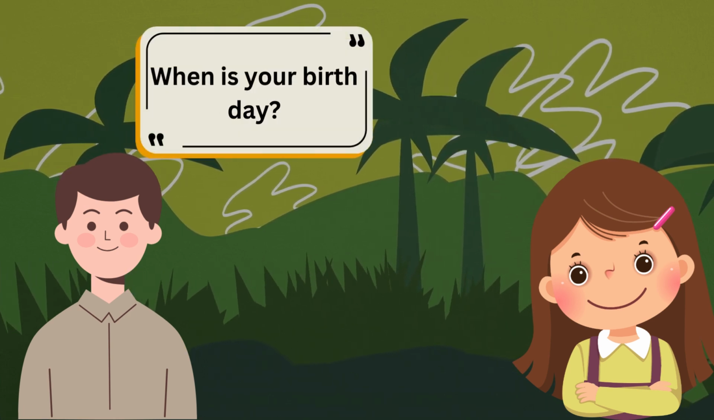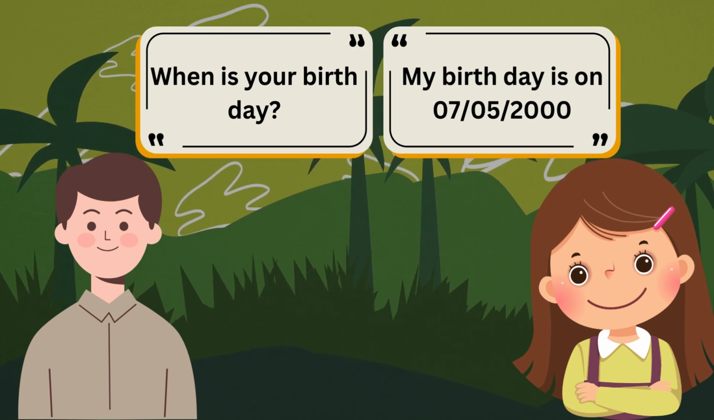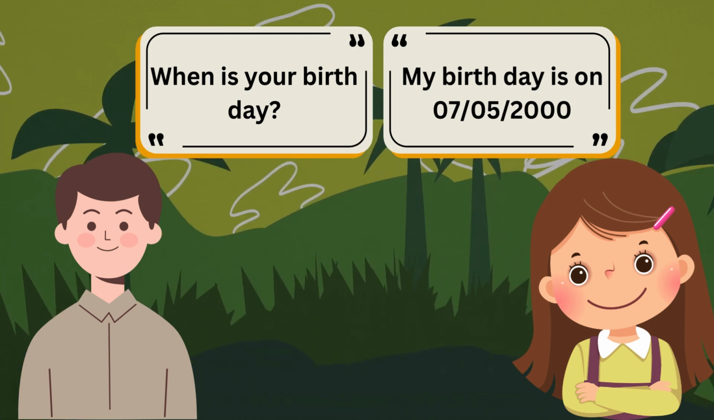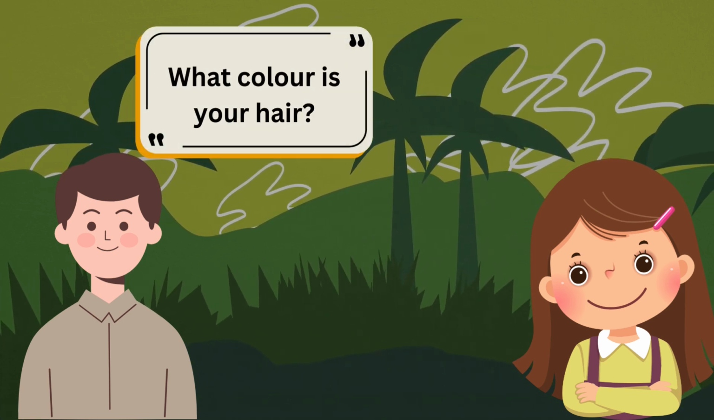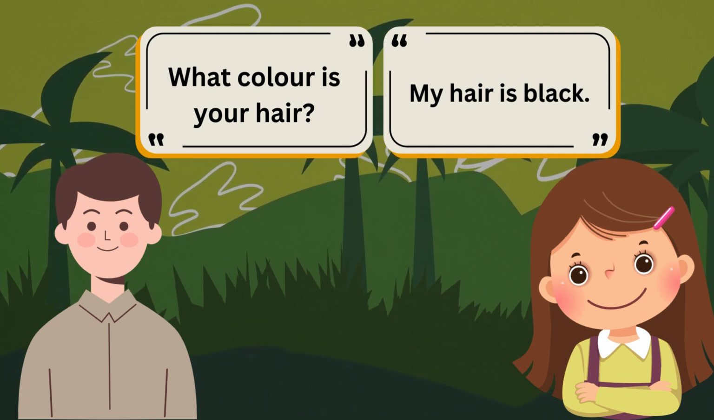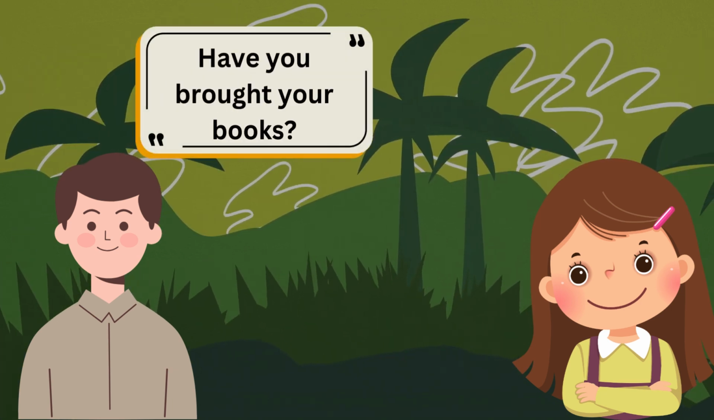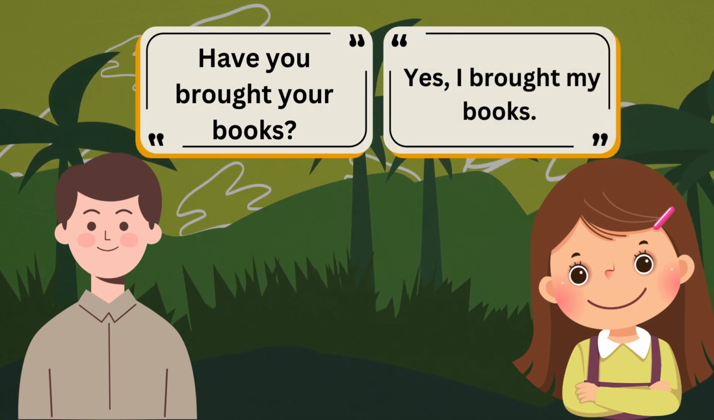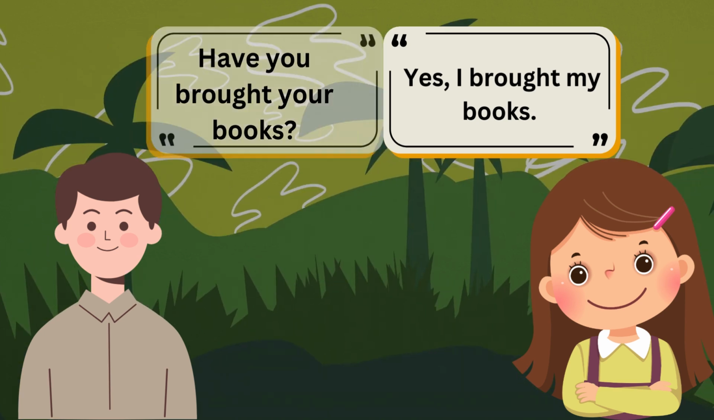When is your birthday? My birthday is on July 5th, 2000. What color is your hair? My hair is black. Have you brought your books? Yes, I brought my books.